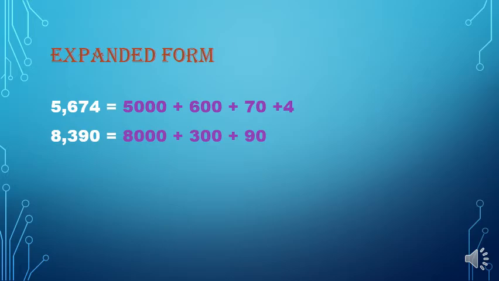8390. So you have to write here 8000 plus 300 plus 90, because on the ones place 0 is there, so we have to write 90 here. Next example, 1111. So 1000 plus 100 plus 10 plus 1. Read again. 1000 plus 100 plus 10 plus 1.